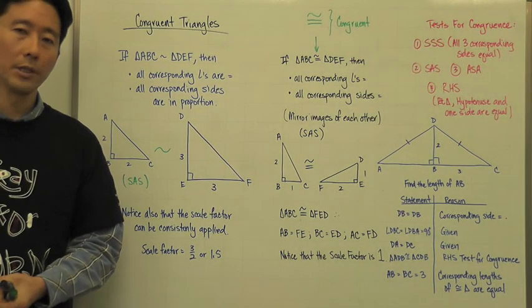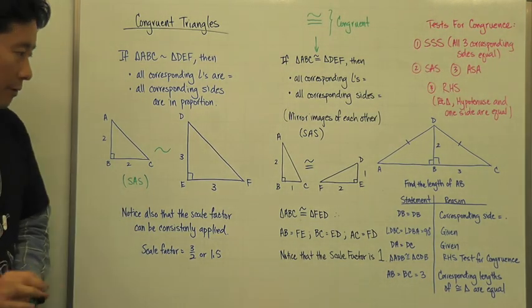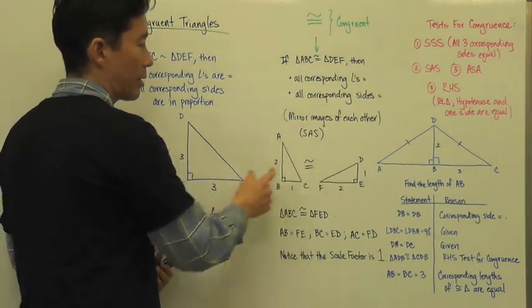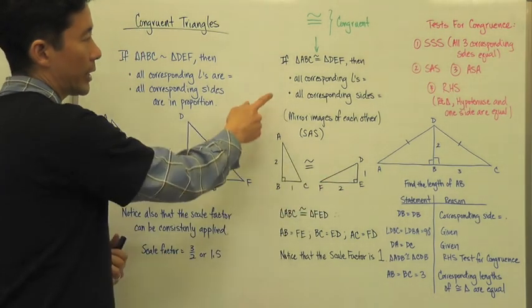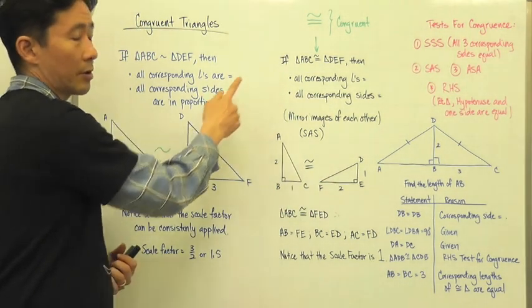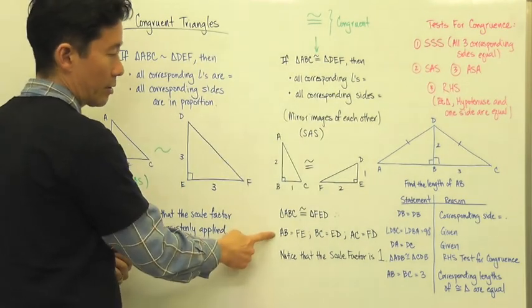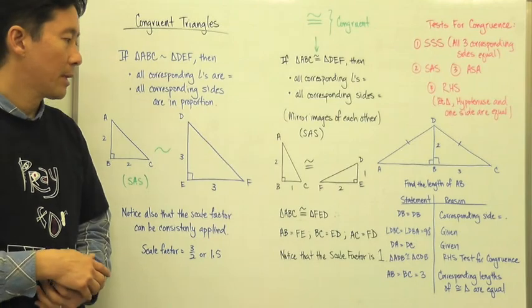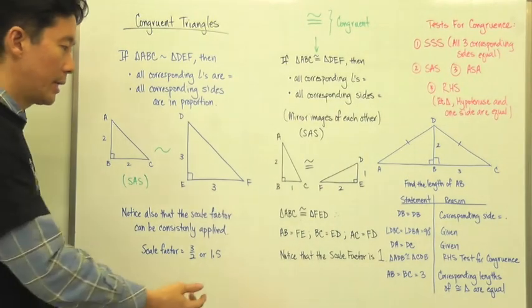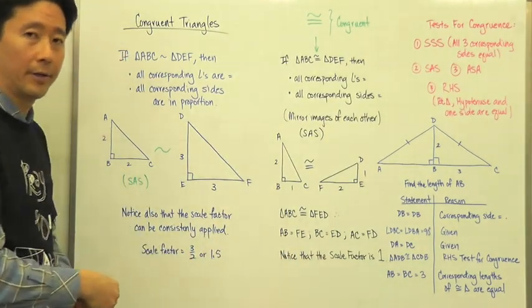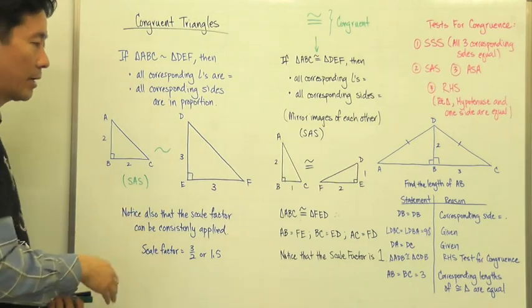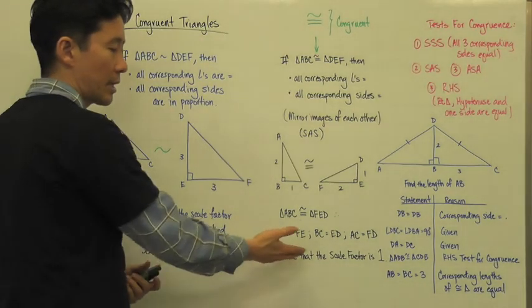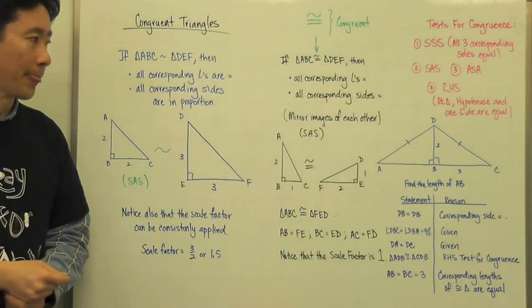Okay, so once we determine for a fact that two triangles are indeed congruent, we can then say that all the corresponding angles are going to be equal, as well as all the corresponding sides being equal in length. Now the other thing that you should notice is that we still have a scale factor. Very much like similarity, we have a scale factor. Just notice that the scale factor in this case is 1.